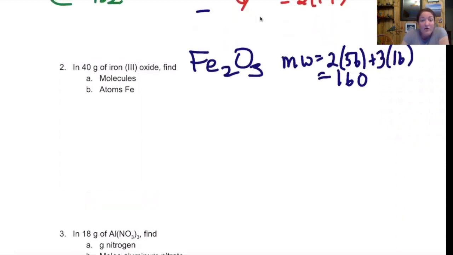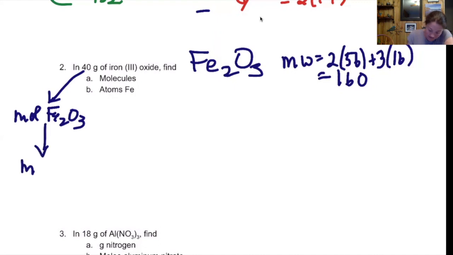If I have the grams of iron 3 oxide, the only thing I can find from that is the moles of iron 3 oxide. Once I have the moles of iron 3 oxide, I can get the molecules by using its moles. And then once I have A, I'm able to get B. So I'm going to start with grams equals moles times molecular weight.